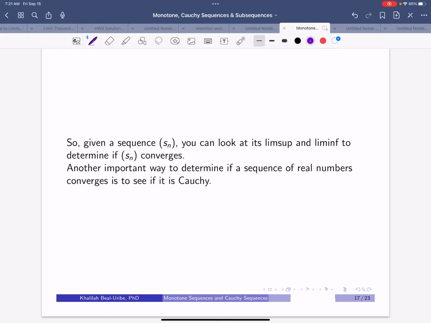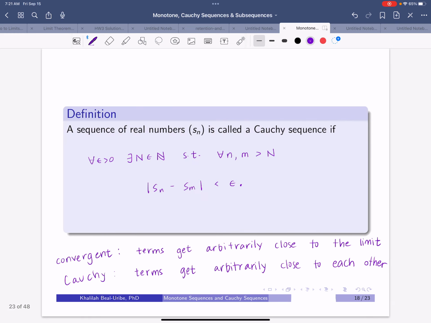Let's look at the concept of a Cauchy sequence. So we start by giving the definition. A sequence of real numbers is called Cauchy if, for every epsilon greater than 0, there's an index after which the distance between any two terms is less than epsilon.